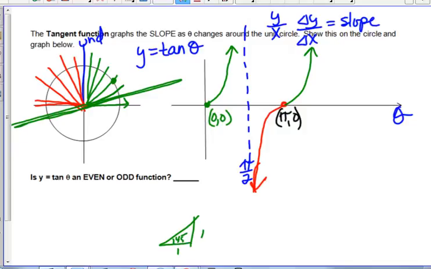The next time it's undefined would be when it's vertical, which is not 2 pi, it's what? Where's it vertical? 3 pi over 2. So the next time it's undefined would be 3 pi over 2. The next time it's 0 would be 2 pi.